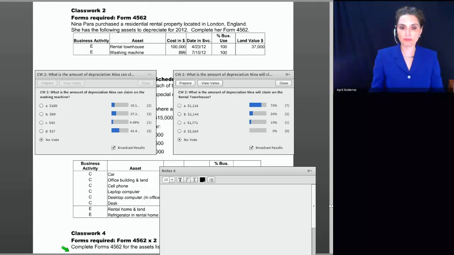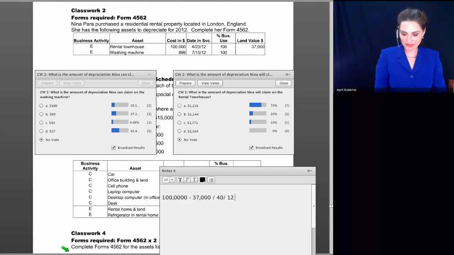And of course, on the rental property, we have to subtract out that $37,000 of land value. So we're going to go $100,000 minus $37,000. And then we're going to go over 40 years, divided by 12 months times how many months it was in service for that first year. Well, it's placed in service in April. That means we get half of April and all of the remaining 8 months of the year, so that's 8.5. And when we do that formula out, we get $1,116. And for the washing machine, we're going to have $899.